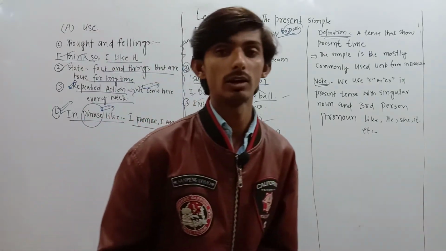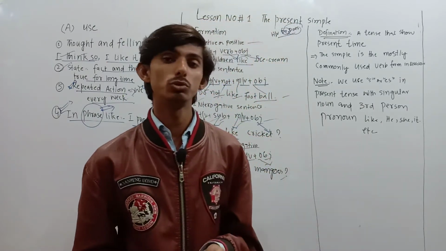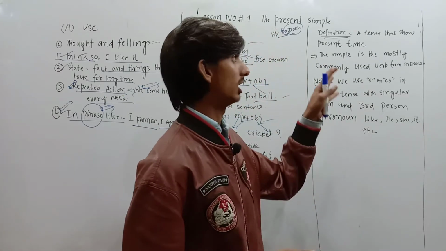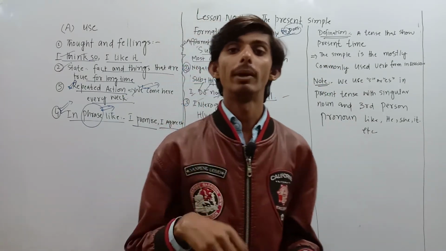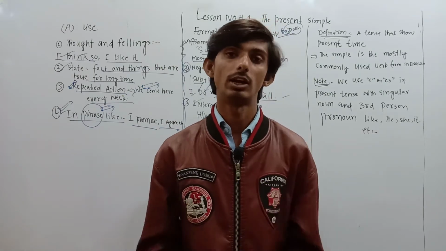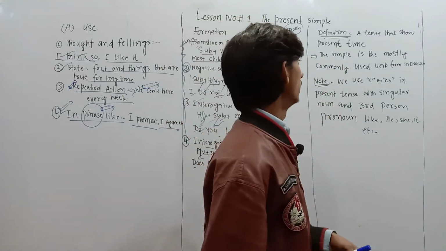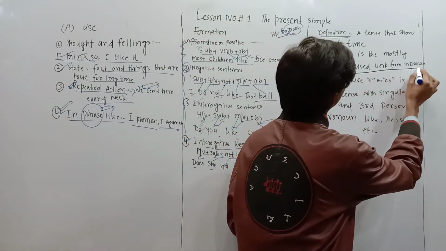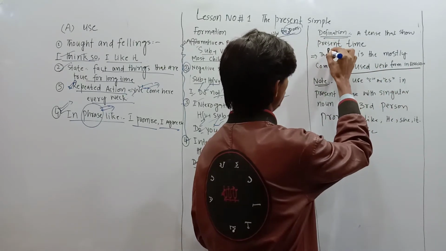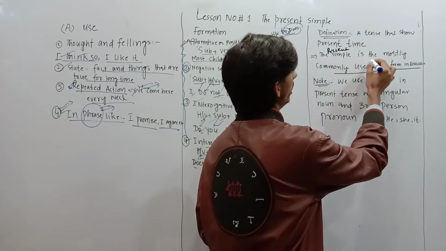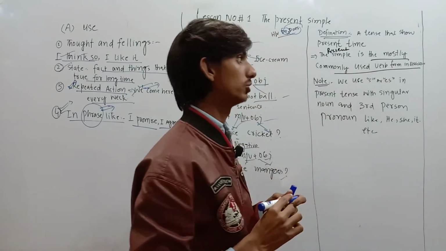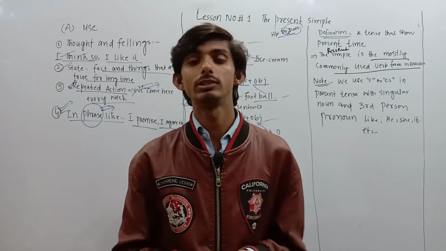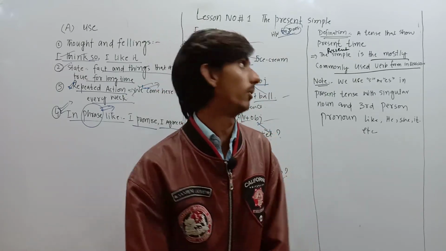Now I come to the definition. Why do we use the present simple tense? We use the present simple tense to show the present time. The present simple tense is the most commonly used form in English. So when we speak, we use mostly the present simple tense.